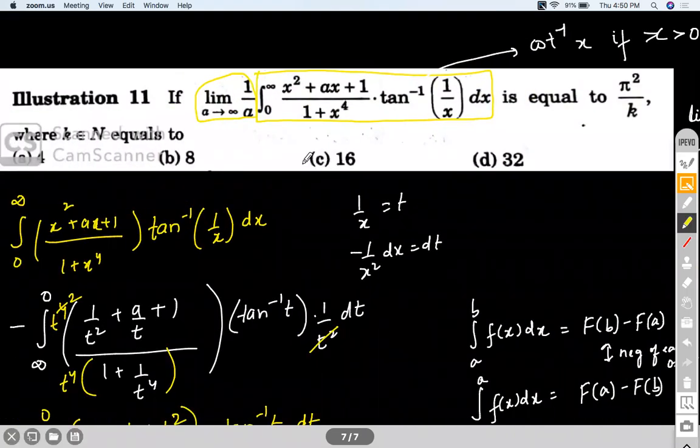So option number C is correct. Let me check who all have given the right answer to this. Santosh was the only one who answered this, and he was correct.